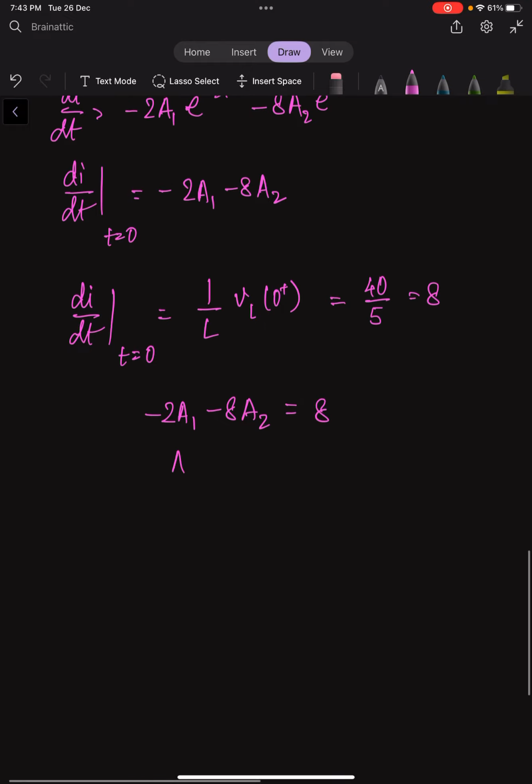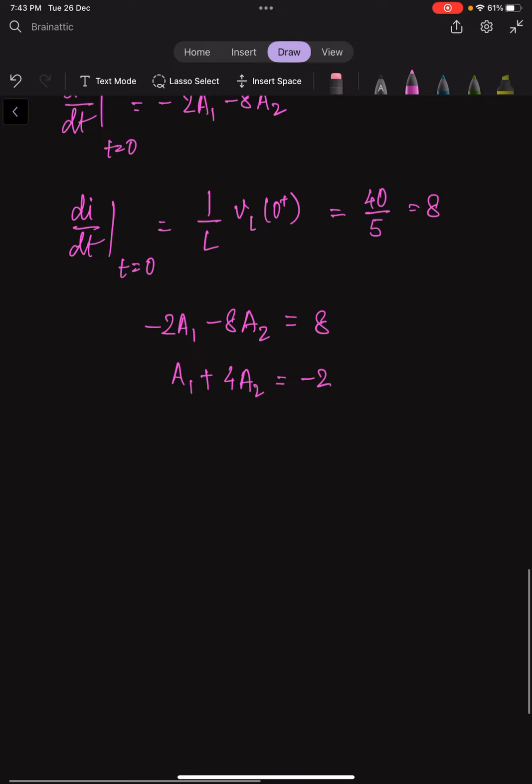We simplify this a little bit more: A1 plus 4A2 is equal to minus 4. So finally, solving the equations for A1 and A2, we have A1 equal to minus 16 and A2 equal to plus 3. Therefore, the current response can be given as minus 16 e power minus 2t plus 3 e power minus 8t.